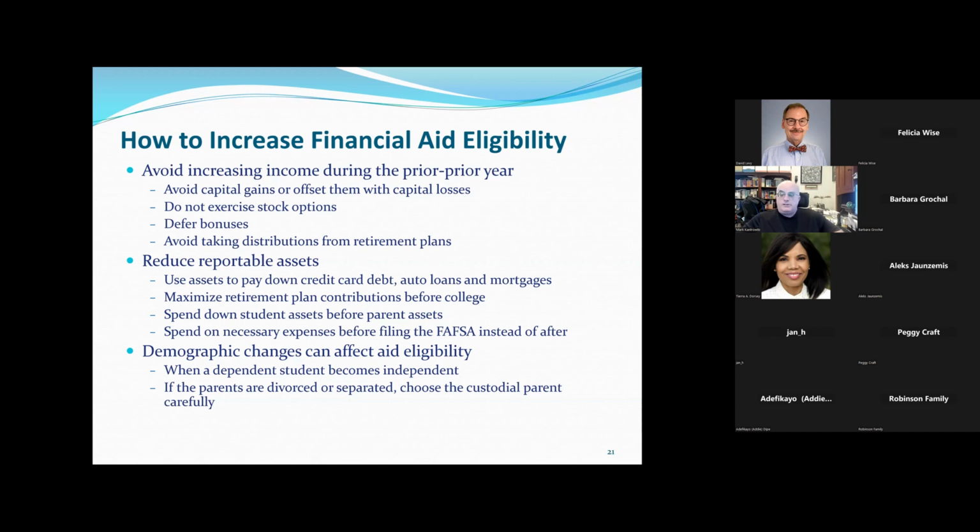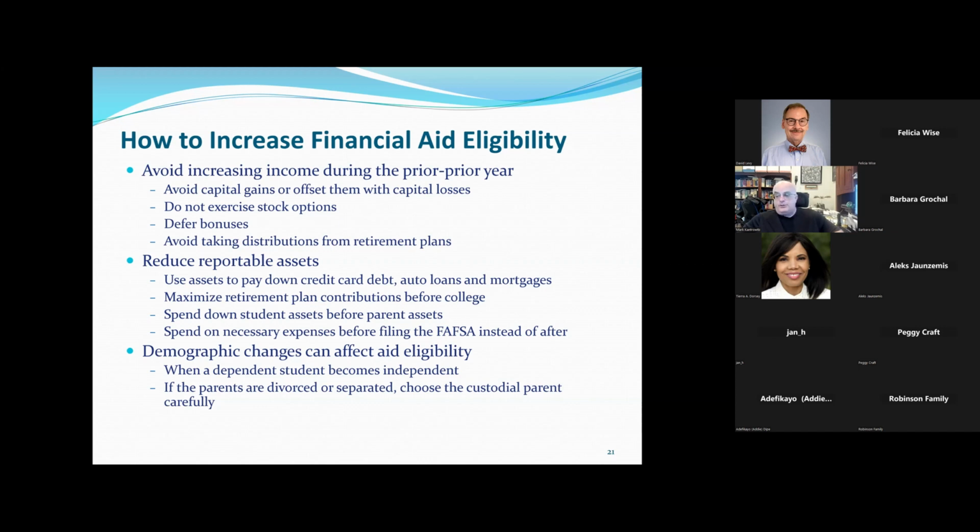Now, a good trick is to pay down debt that is not secured by a reportable asset, because that makes the cash disappear on the FAFSA. Paying off high interest debt with low interest savings also makes good financial planning sense. You'll save money by paying off that debt.